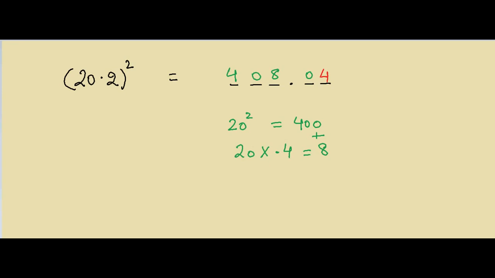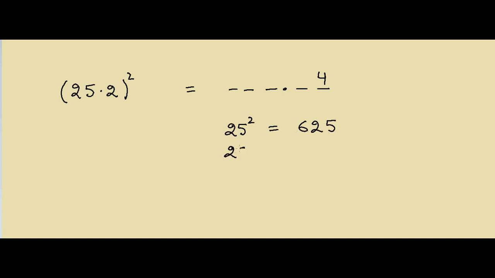Let's take another example. So suppose I have 25.2 and I have to take the square of this number. So how will I do that? Again, I'll say 4 always here, and then I have to say 25 square. That will be equal to 625, and then I'll take 25 and multiply by 0.4. That will be equal to 10, right? So the answer will be equal to 635.04.